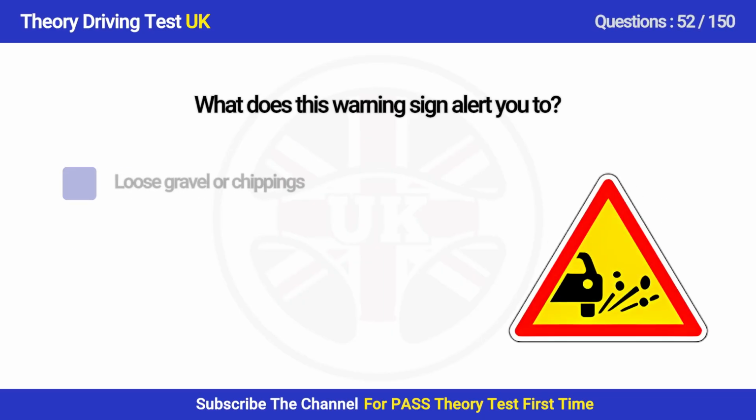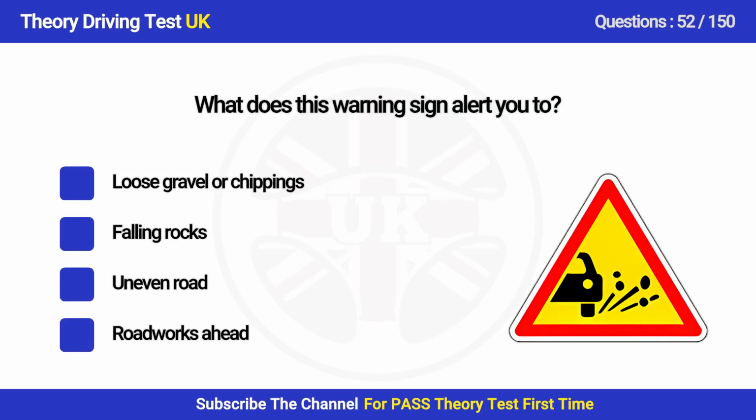Question 52. What does this warning sign alert you to? A. Loose gravel or chippings. B. Falling rocks. C. Uneven road. D. Ahead.